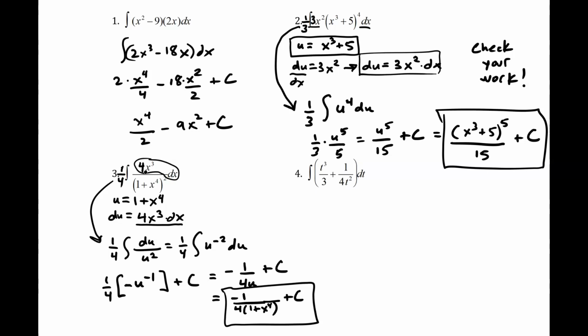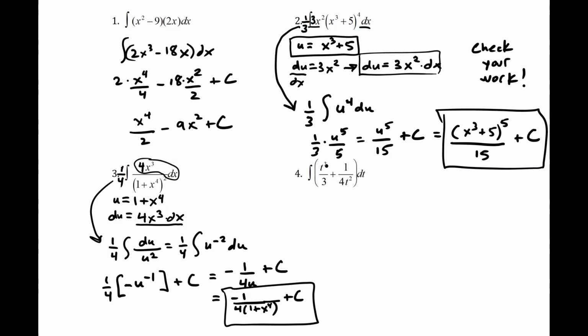Okay, one more right here. Number 4. The antiderivative of t cubed over 3 plus 1 over 4t squared. So do you see a composite function? You really don't here. I mean, in the last example, we had parentheses 1 plus x to the fourth raised to the second, or in number 2, we had the parentheses x cubed plus 5 raised to the fourth. So especially when you have those parentheses, it's kind of your clue that you've got these composite functions. I really don't see any composite functions here.